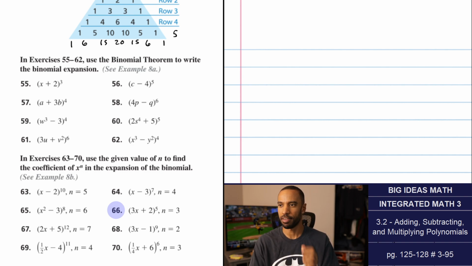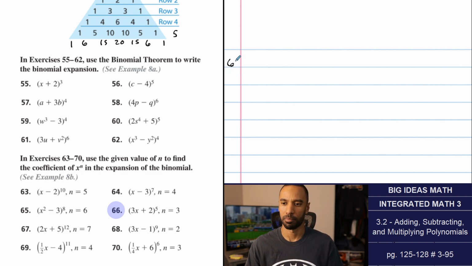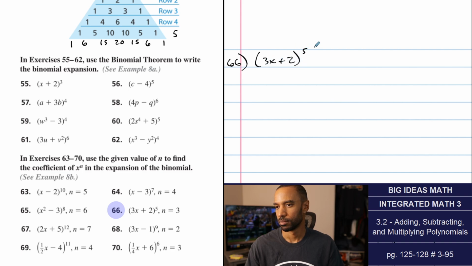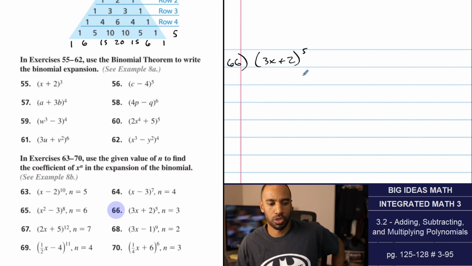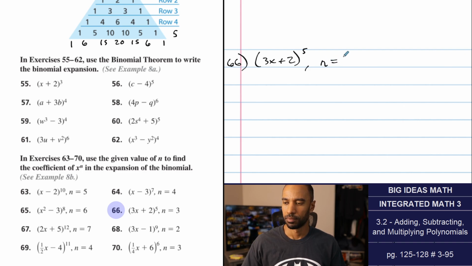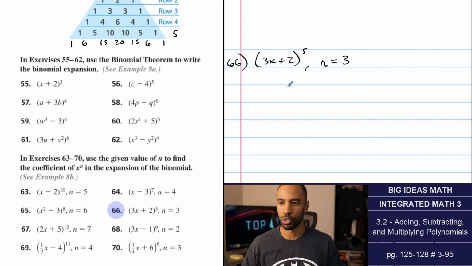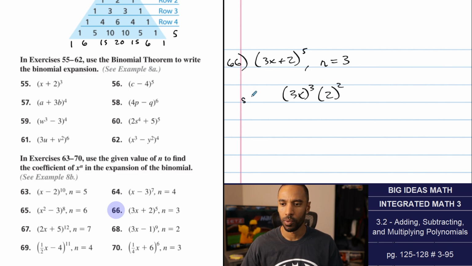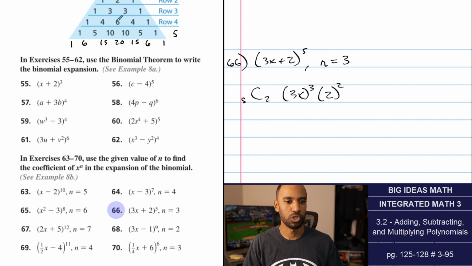All right, number 66. 3x plus 2 to the 5th, and n equals 3. So standard, we want the x cubed. So 3x is going to be cubed. Therefore, 2 is going to be squared. 3 plus 2 is 5. We've got to do 5 choose 2. 5 choose 0, 5 choose 1, 5 choose 2. That's 10. 5 choose 2 is 10.